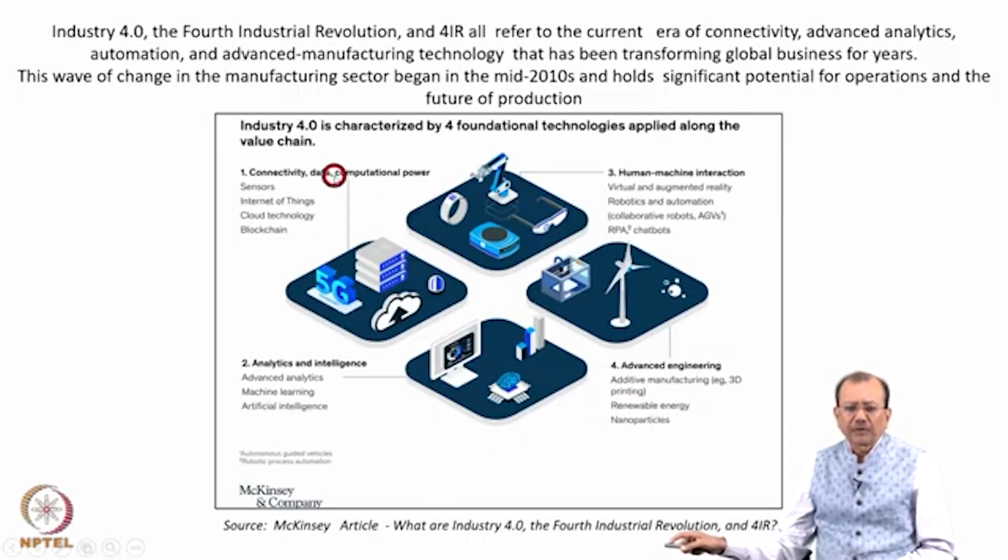So these are the 4 areas which are impacting the manufacturing industry. One is connectivity and data, second is analytics and intelligence, third is human machine interaction, and fourth is advanced engineering. So in case any industry wants to implement Industry 4.0, you have to look into 1 or 2 or 3 and all 4 areas.